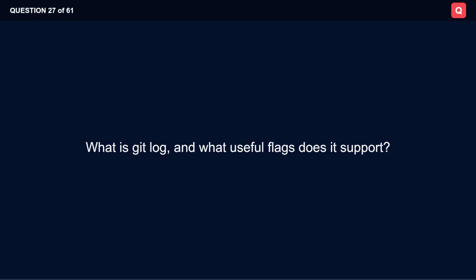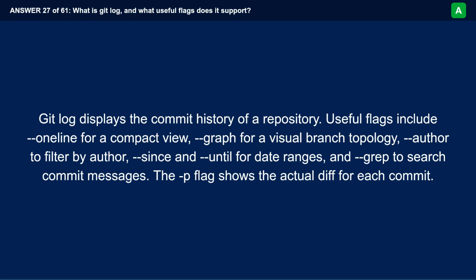What is git log, and what useful flags does it support? Git log displays the commit history of a repository. Useful flags include --oneline for a compact view, --graph for a visual branch topology, --author to filter by author, --since and --until for date ranges, and --grep to search commit messages. The -p flag shows the actual diff for each commit.